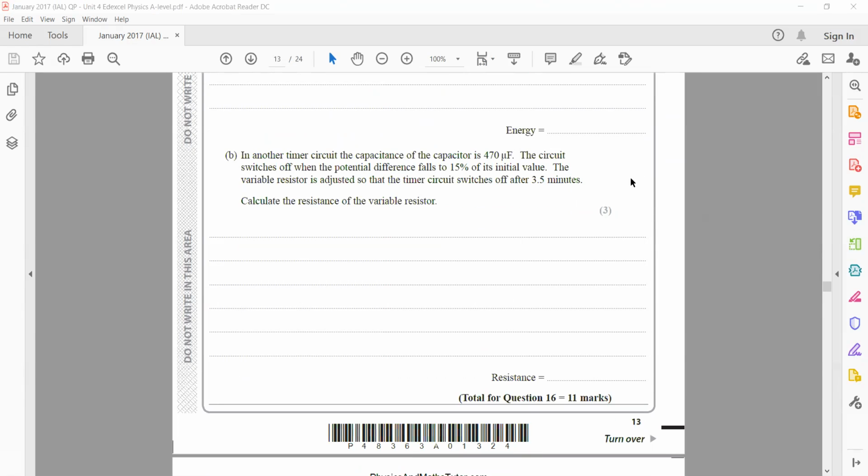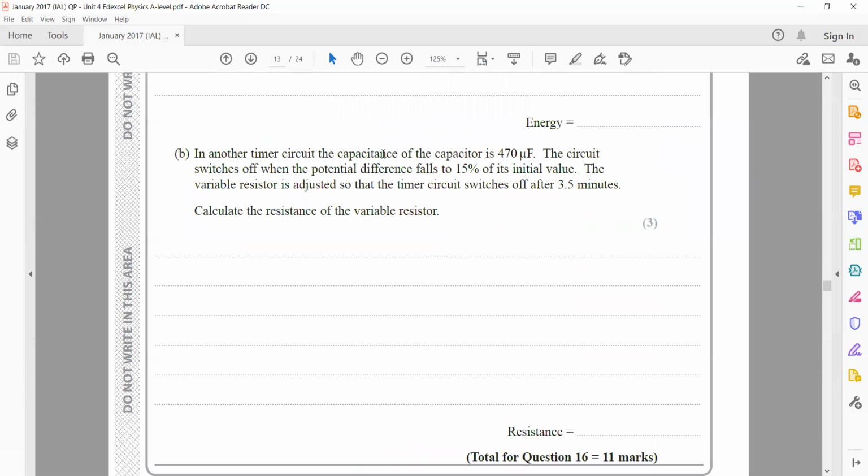Another timer circuit. The capacitance is 470 microfarad. That's another timer circuit, which has a capacitance of 470 microfarad. The circuit is switched off when the potential falls to 15% of its original value. The variable resistor is adjusted so that the timer circuit switches off after 3.5 minutes. Calculate the resistance of the variable resistor.